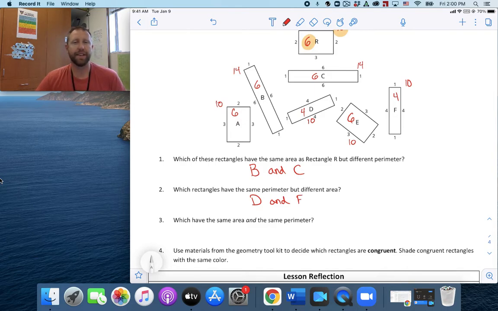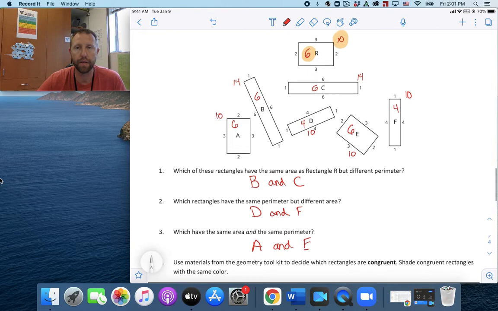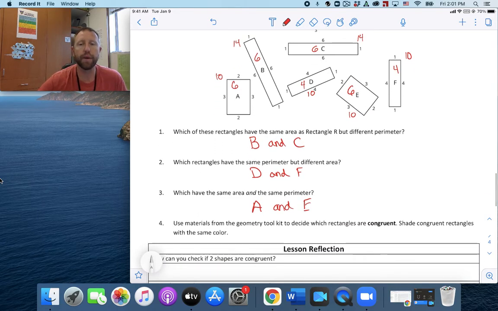For number 3, it says which have the same area and the same perimeter, and that is the very first one we did, rectangle A and rectangle E. They both have an area of 6 and a perimeter of 10, right? So it says use materials from the geometry toolkit to decide which rectangles are congruent. So remember, congruent means the same as or equal to. So which of these are congruent, meaning that they are the same shape.